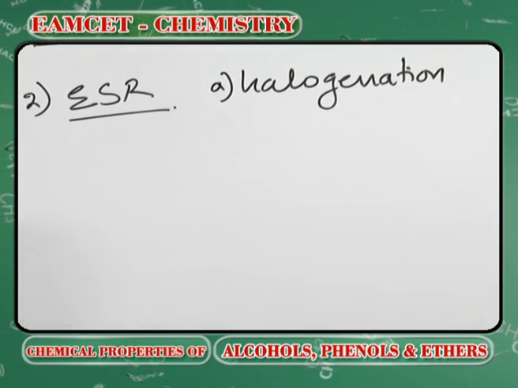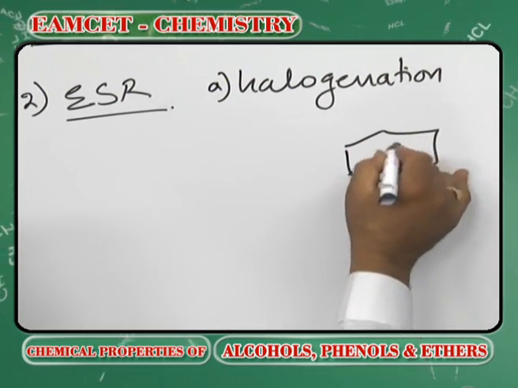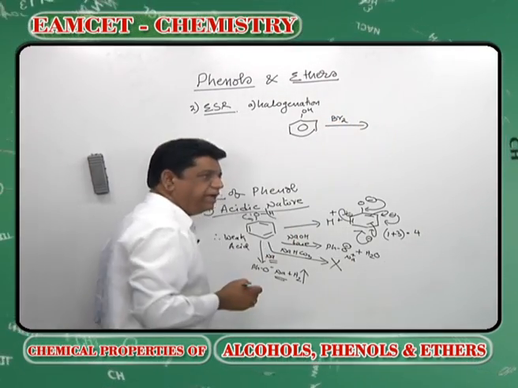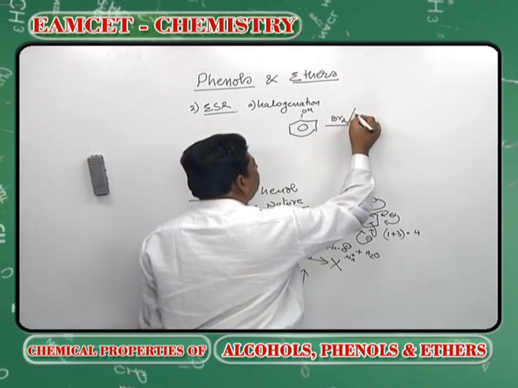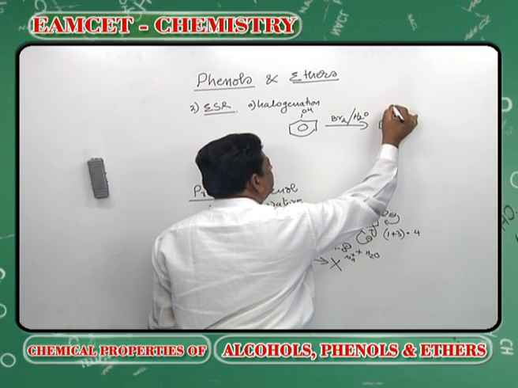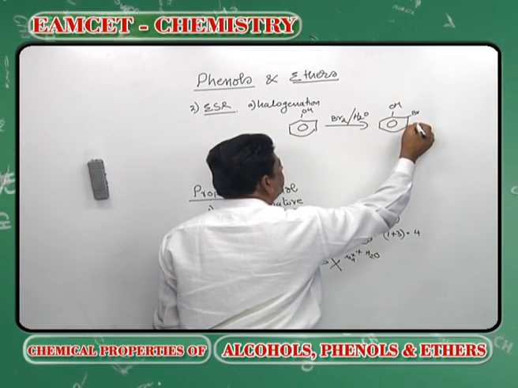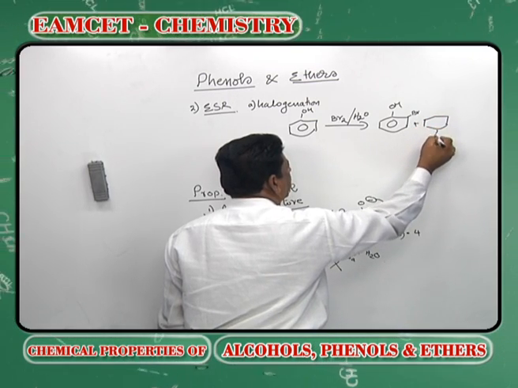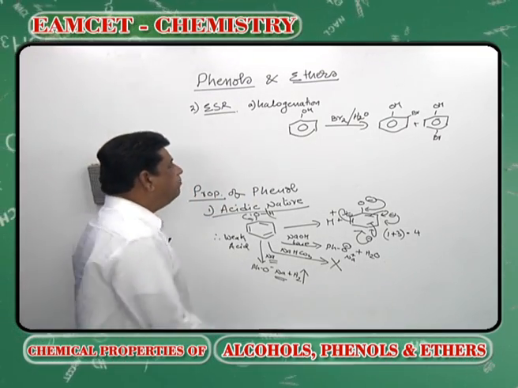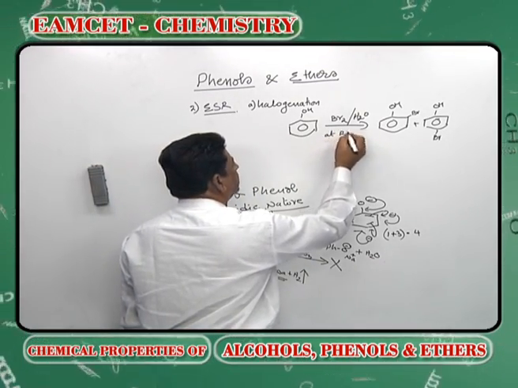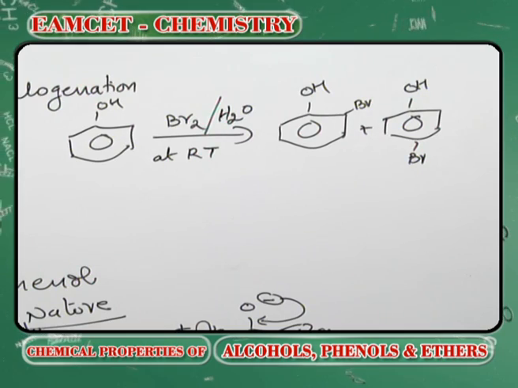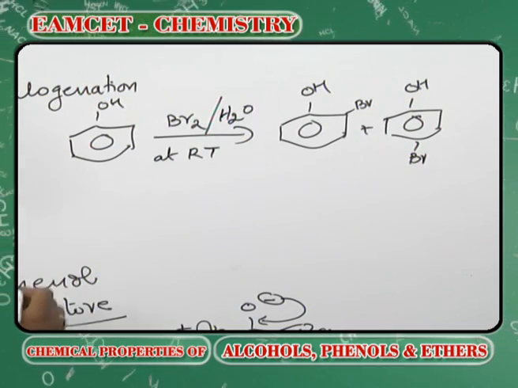In this halogenation, phenol is treated with bromine, bromination. For halogenation, we are taking bromination. Just take the bromine, dissolve it in water and then add. You find two types of observation. One is phenol with a bromine at ortho plus phenol with the bromine at para. You get a mixture of the ortho and para brominated phenols. At room temperature, no heating, just bromine water, mix it and add it, you will get the brominated product.